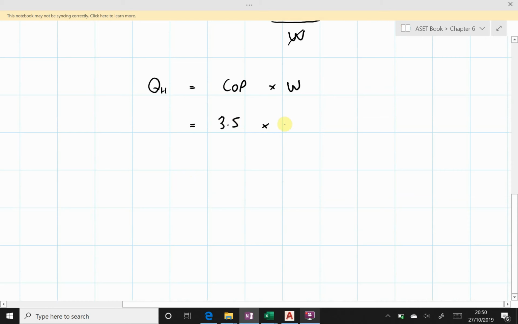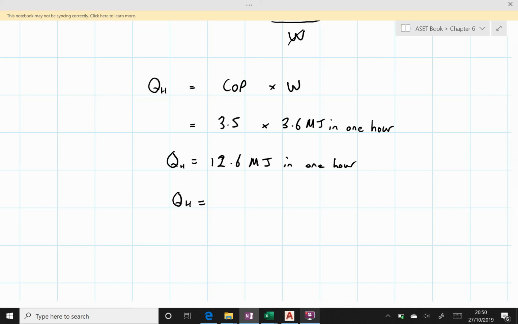We can now sub in the respective numbers, and that becomes 3.5 times 3.6 megajoules in 1 hour, and that becomes then 12.6 megajoules in 1 hour. But of course, it's only asking us for the exact amount of energy in 1 hour, and so we don't have to include that time interval, and so the final answer is quite simply 12.6 megajoules. And that concludes this particular question.